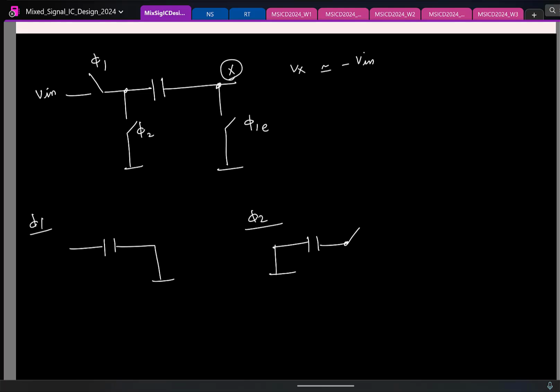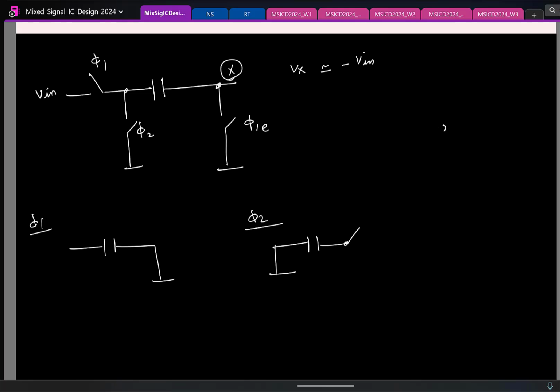The two clock phases I am now calling phi 1 and phi 2. Earlier I was calling them phi and phi x. I have relabeled them as phi 1, phi 2. And the bottom line is, these two clock phases cannot overlap. Both these clocks cannot be active at the same time. So we have to generate the clocks so that they behave properly. Okay?